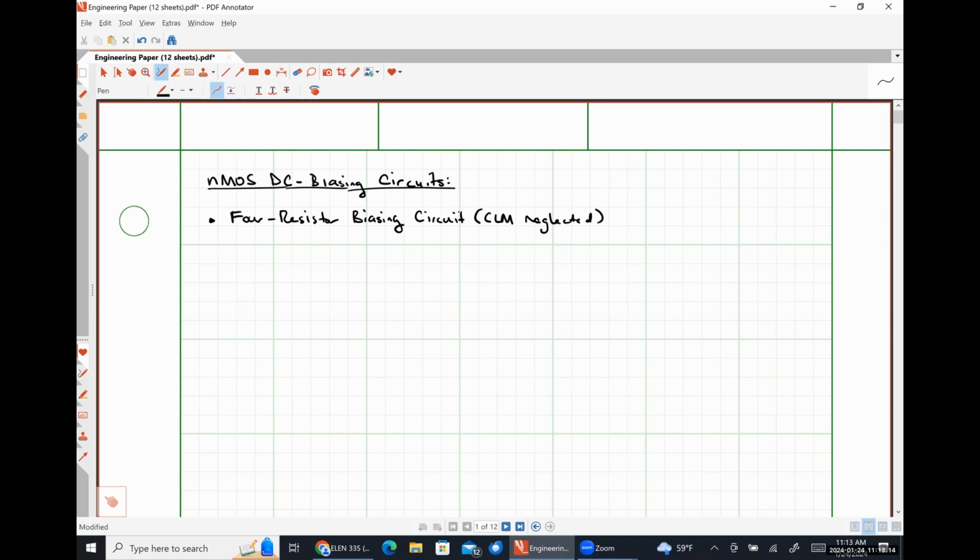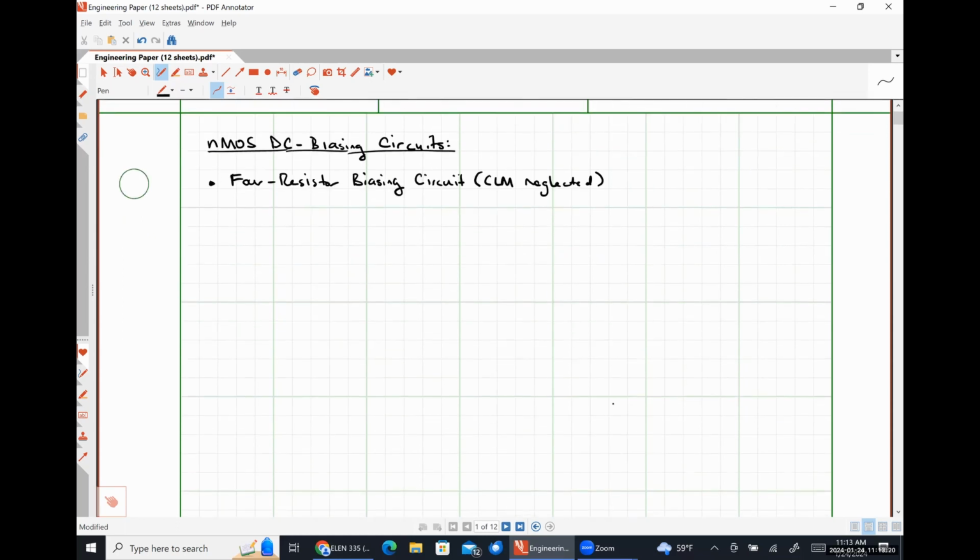Because, for example, if you had a simple biasing circuit, let me draw the full resistor biasing network really quickly, so I can explain what I'm talking about here. So here's our resistor R1. On this side, we have some drain resistor RD. Here's our drain terminal. Here's our source. Here's some resistor RS. Here's our gate.